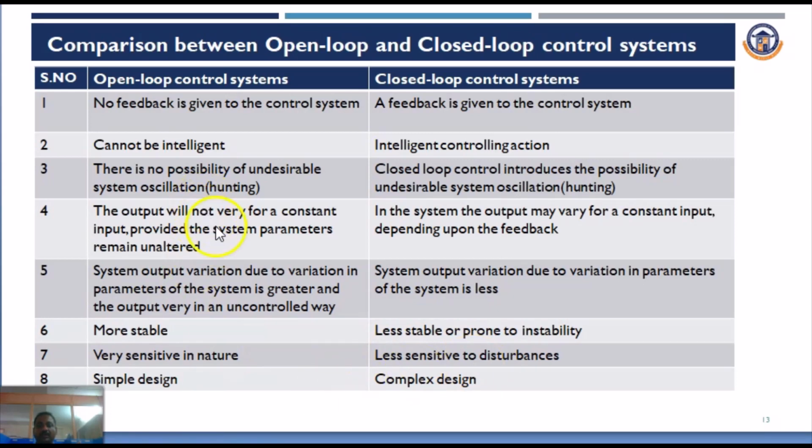Moreover, in an open loop control system, since we have only a plant and a controller, the feedback path is absent, therefore it is very simple to design. Whereas a closed loop control system consists of a feedback path element, then controller, error detector, and plant. Therefore, the system seems to be a complex one. So these are all the major differences between your open loop and closed loop control systems.